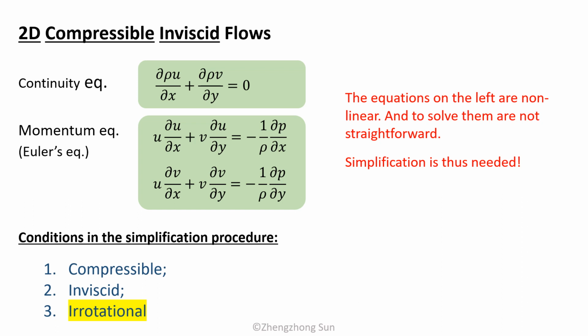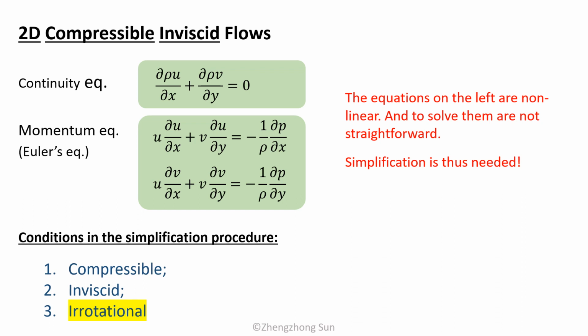We have three preconditions. One is compressible flow, the same as in the title, 2D compressible inviscid flow. The second is inviscid: we do not take into account the viscosity of the flow field. And third is irrotational. This one is new, we don't see it in the title, and I also highlighted it.